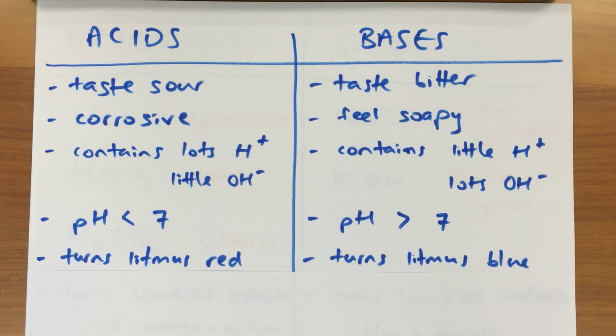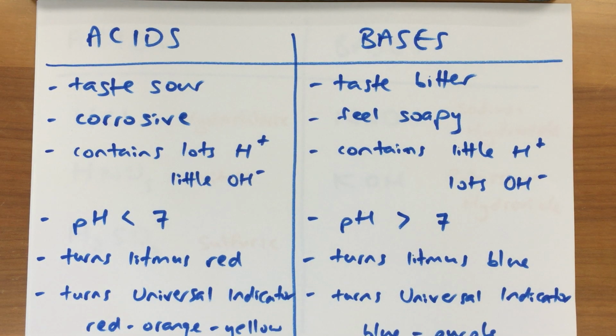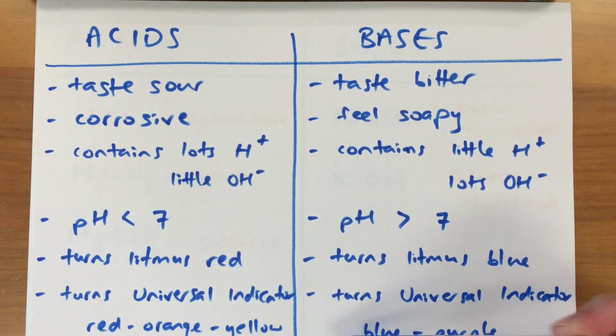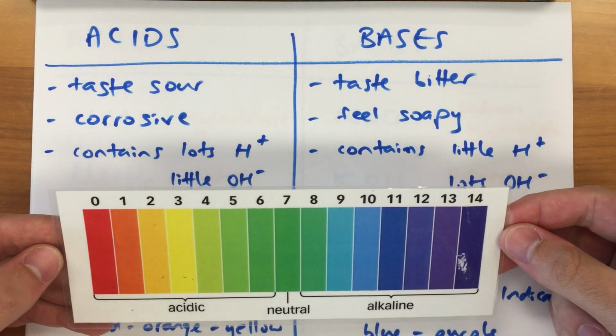The other way we can test for acids and bases is we can add the substance called universal indicator. Universal indicator is fantastic because it gives us more detail around the pH of the solution. So in acid, universal indicator will turn red, orange or yellow, even up to a yellowy green sort of colour. Whereas in bases, universal indicator will go blue or purple, all the way down to a bluey green sort of colour. And you can see here I have the universal indicator colour chart.